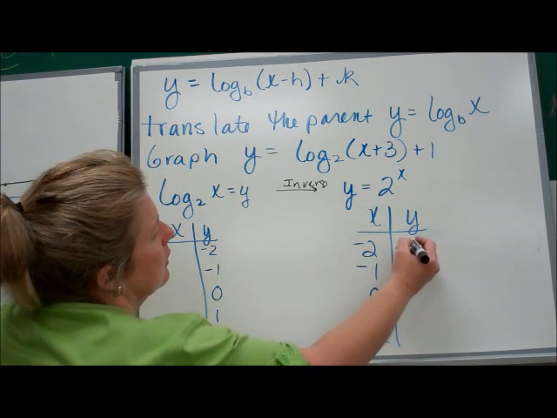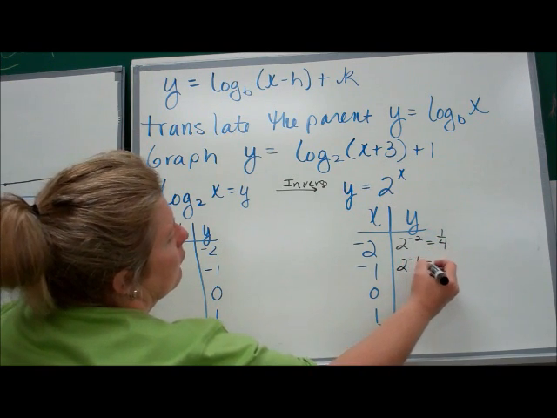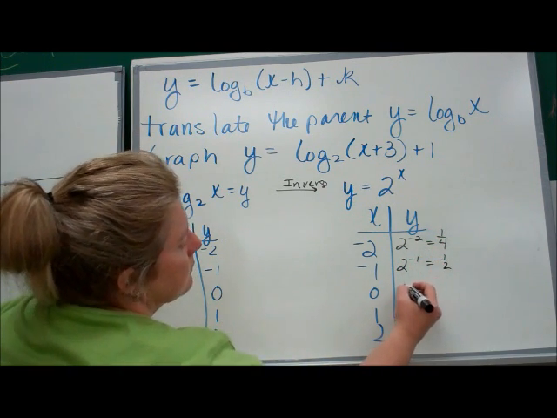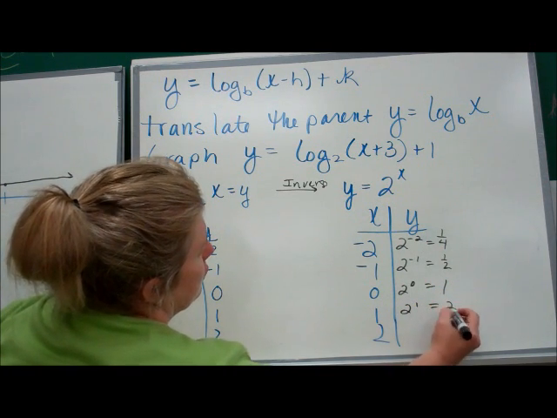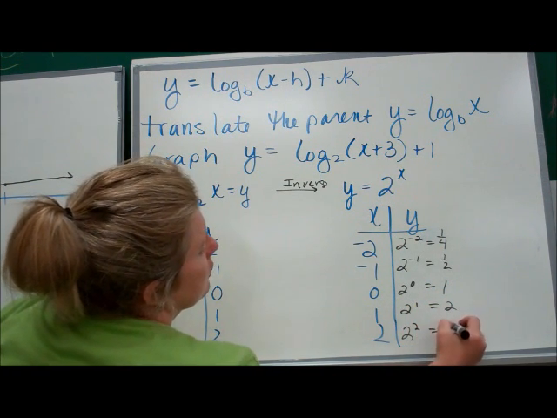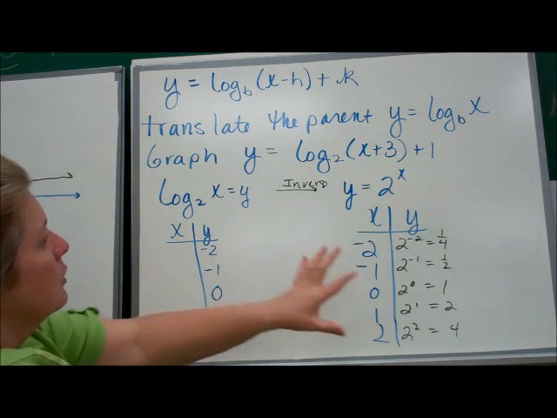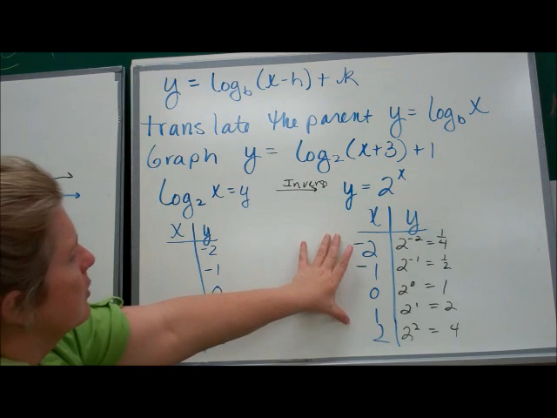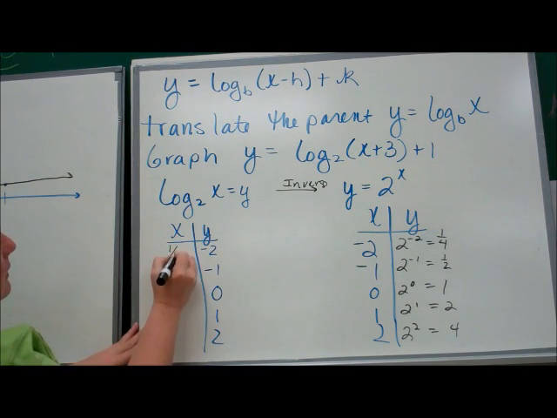So this is 2 to the negative second power, which is 1/4. 2 to the negative first, which is 1/2. 2 to the 0, which is 1. 2 to the first, which is 2. And 2 squared, which is 4. Got nice numbers. We can graph these. So now we switch them. I've already switched the x's for the y's here. Now all I've got to do is fill in my x's.